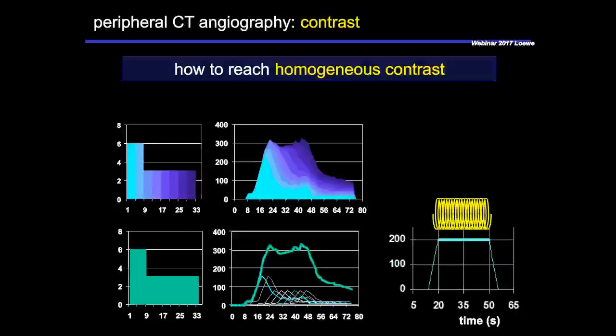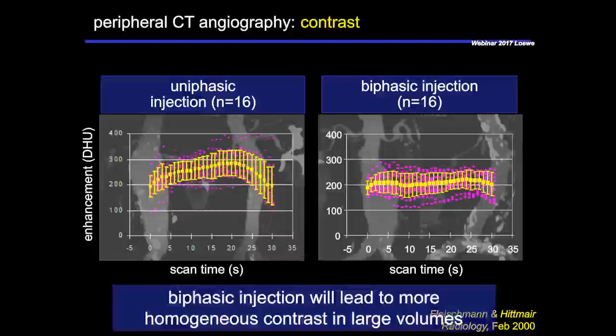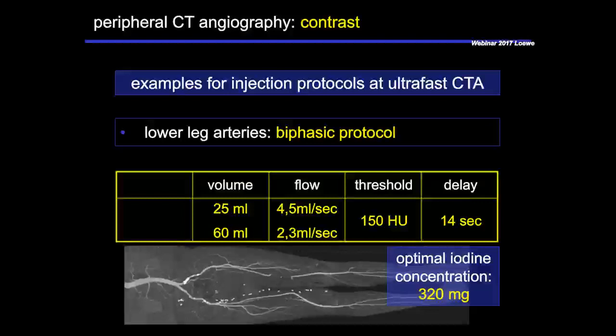And again, this has been published many years ago, that a biphasic injection protocol is helpful when we are talking about rather long acquisition times and rather long examination volumes. So that's the only indication, the peripheral arteries, where we are still in favor of the biphasic bolus injection.